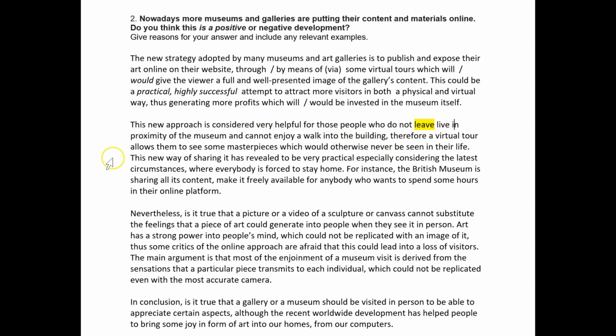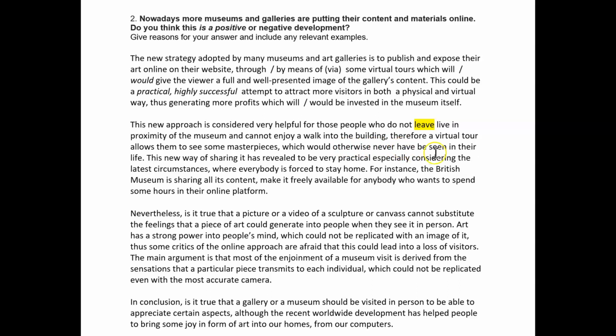Therefore, a virtual tour allows them to see some masterpieces, which would otherwise never be seen in their life, which otherwise would never have been seen in their life. I'm using the present perfect. I love this. You've got a passive going on there. You've got a passive infinitive, but I'm going to give you a present perfect passive because you say which otherwise would never have been seen.